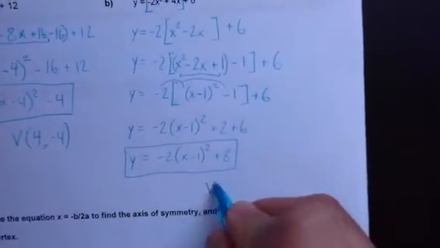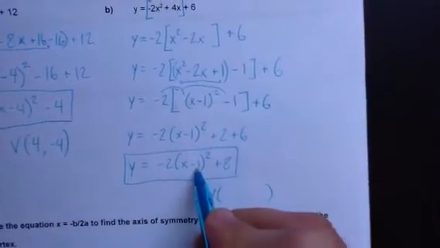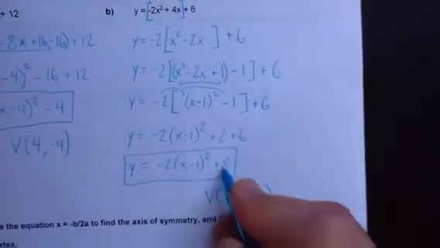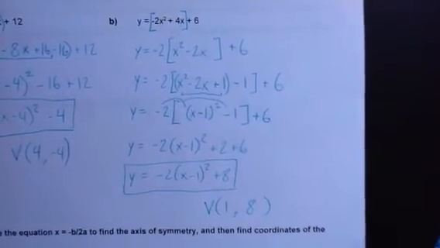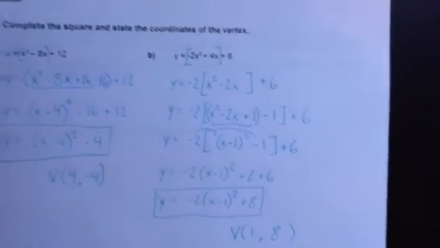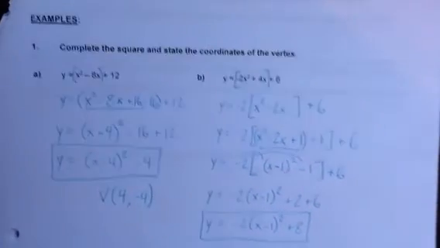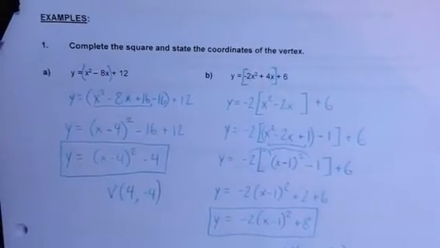Of course, you can tell me the vertex of this thing. The vertex is (h, k). h in this case is positive 1, and k in this case is 8. So the vertex is (1, 8). And that is completing the square of these two things in order to put this into vertex form.